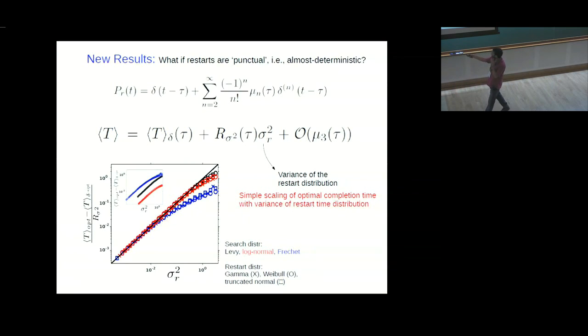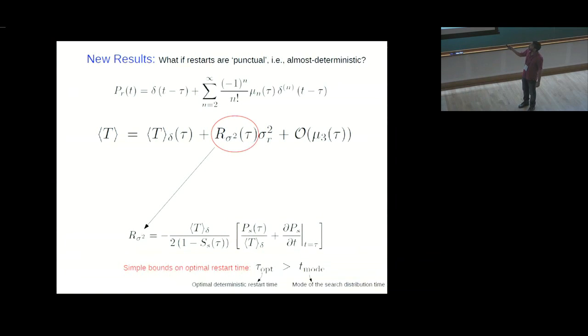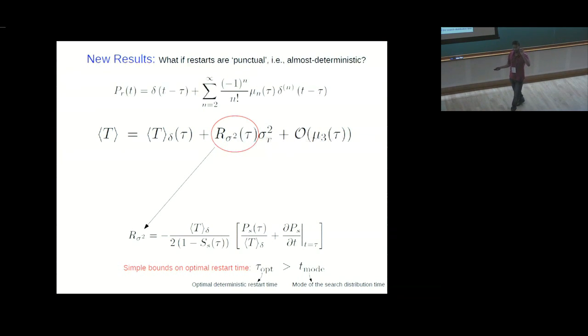So it scales rather simply, and we've tried out lots of different restart distributions, and you always find this scaling. But also interestingly, by being able to compute this coefficient, we can put some very simple bounds on the optimal restart time. So what are the restart times that you need to be trying in order to actually minimize this quantity? And this is one very simple bound. We can make this bound tighter, but this is a bound which says the optimal restart time should be larger than a certain time that you can compute directly from the search distribution, nothing else. Okay, it's just the mode of the search distribution.